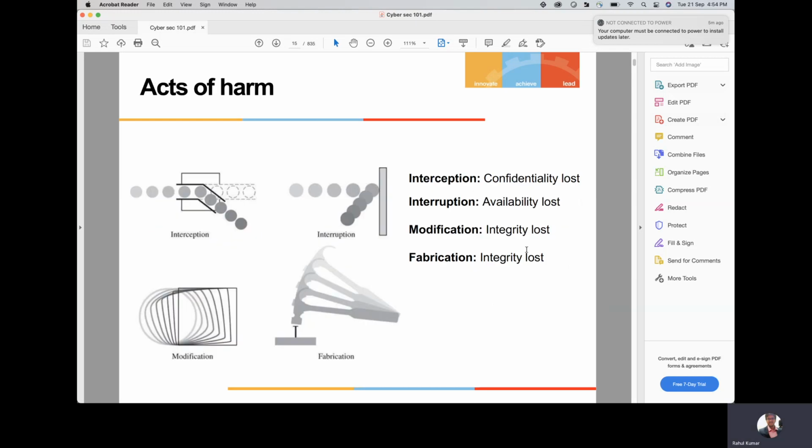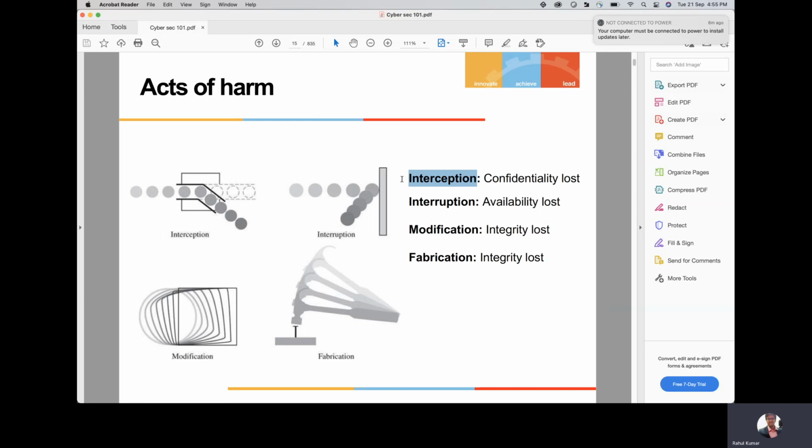So these are some of the jargons which we use when we talk about cyber attacks. Let's see them. Interception: you would have heard about the man in the middle attack. What happens there? Sender A is sending something to receiver B. If some third person intercepts this message and reads whatever was being shared, the confidentiality of the data is lost here, right?